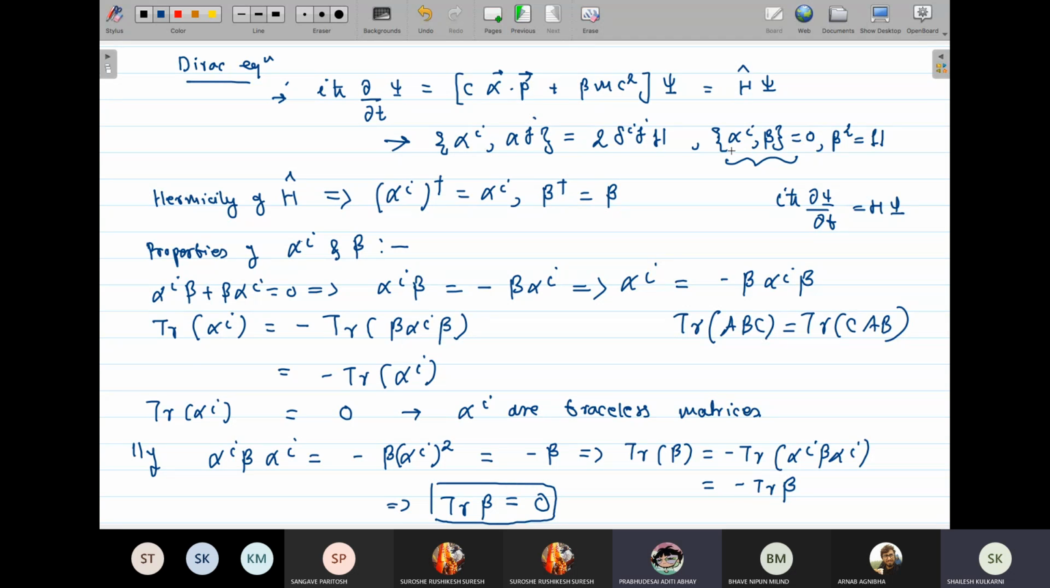Could you please repeat how did you get alpha square equal to identity? No, I cannot hear you. Can you repeat the question? Hello. I cannot hear you. Can you repeat the question? Yes. Sir, could you repeat please? How did you get alpha I squared as identity? Alpha I square is identity. How do I get alpha I square as identity?